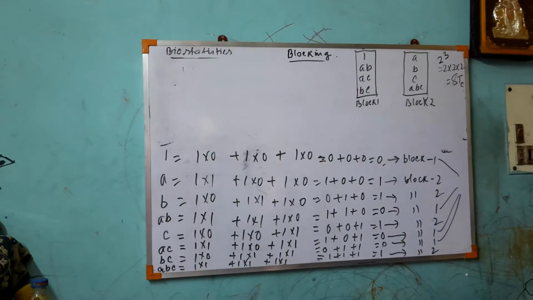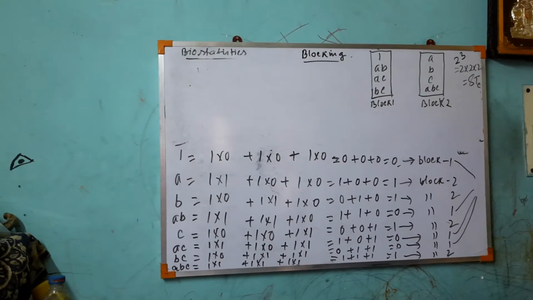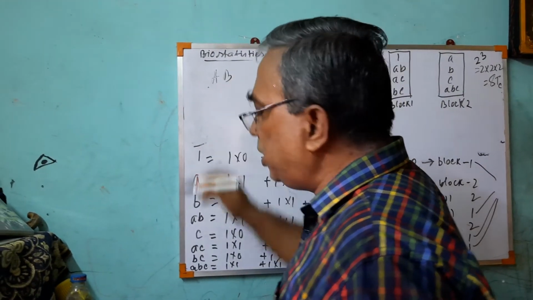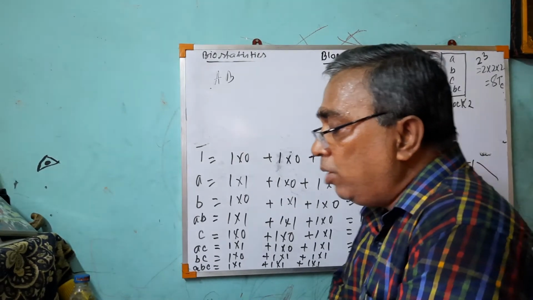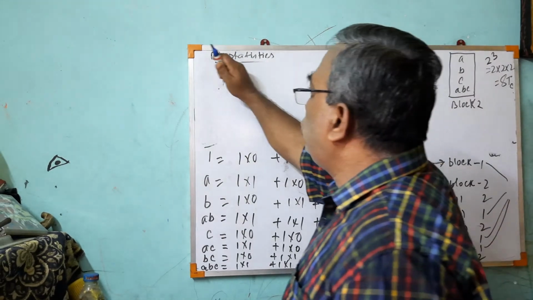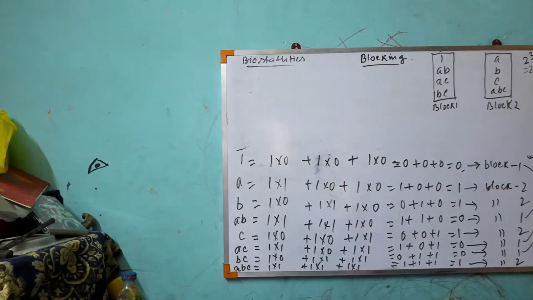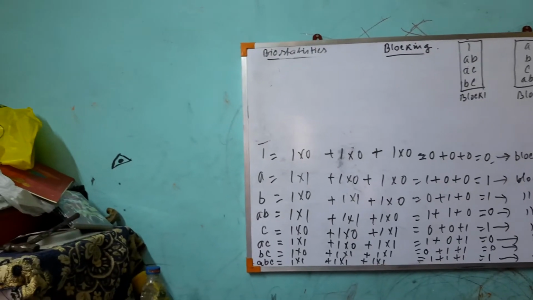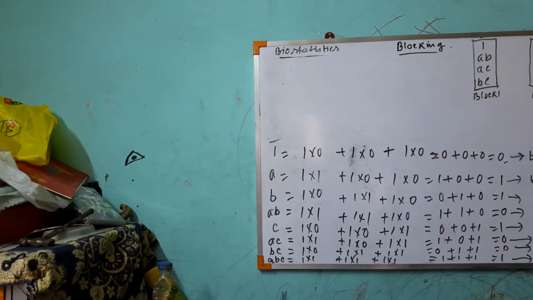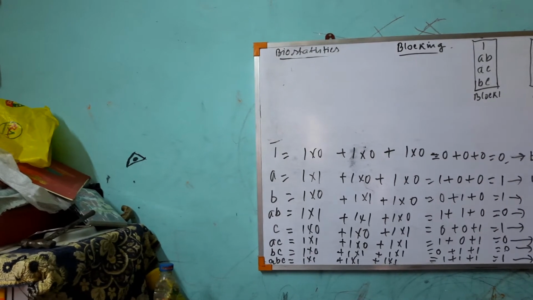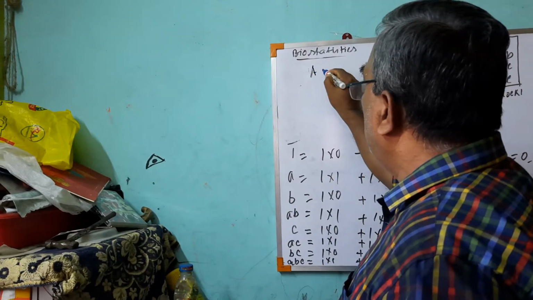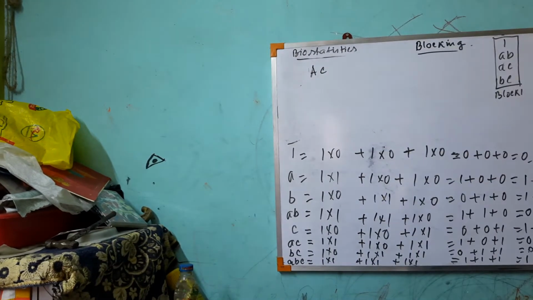Now I want to show, suppose AB is confounded. Suppose you are saying, sir, here you have done ABC confounding. Suppose I want to confound AC. I want to confound AC.